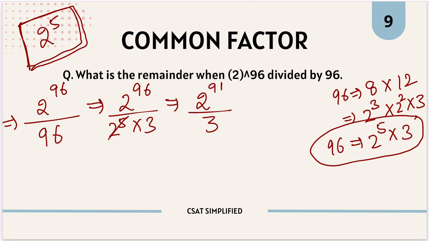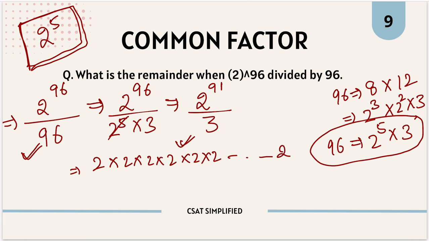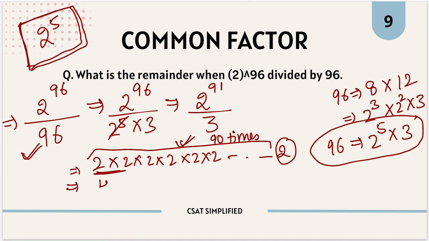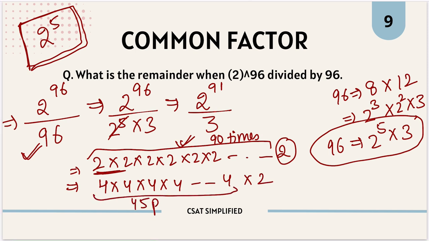Now, was this easy or was finding a remainder the easy way? Obviously, the second part. How? I will do 2 into 2 into 2 into 2 into 2 into 2, 91 times. So, how am I going to pair it? I have 90 times 2 and 1 extra 2. Just keep it aside. How can I change it to 4s? So, 4 into 4 into 4 into 4 into 4 into 2 extra. This is 45 pairs of 4.